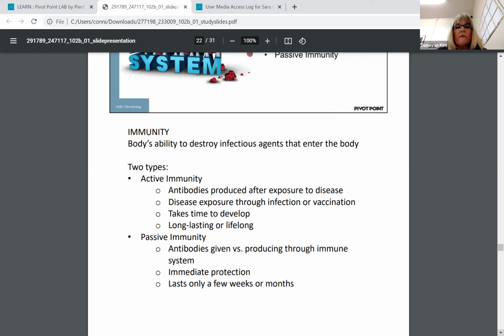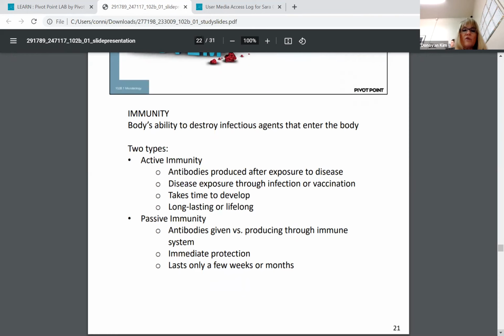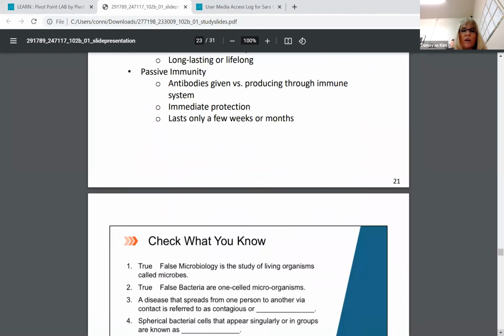And then passive immunity is where antibodies are given versus produced through the immune system. It's immediate protection, but it only lasts a few weeks or a couple months. So if you go out of the country and you have to have a vaccination or a shot before you go into this other country, it's going to be immediate protection against whatever you're trying not to catch over there in a different country.